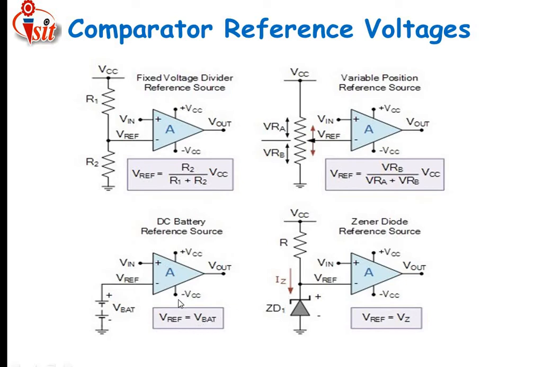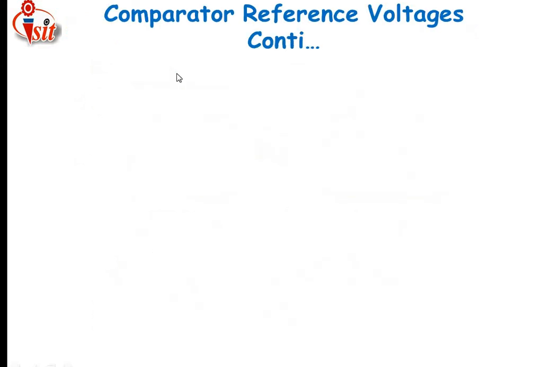And suppose instead of the battery we connect a Zener diode as the reference source, then what about the reference voltage? Then the reference voltage is equal to the Zener voltage. Just see here the different types of reference voltages we can use for designing a comparator.